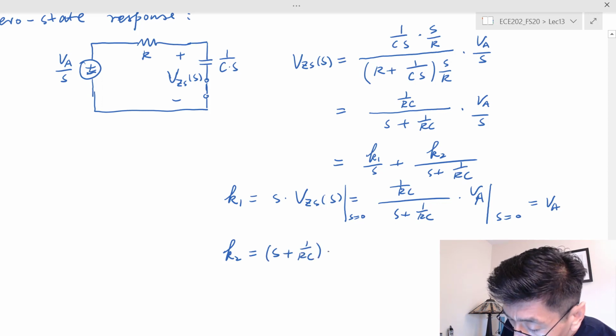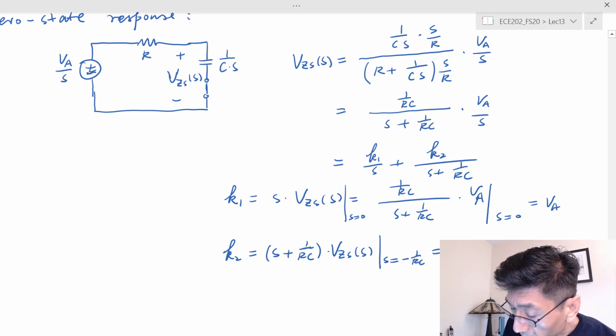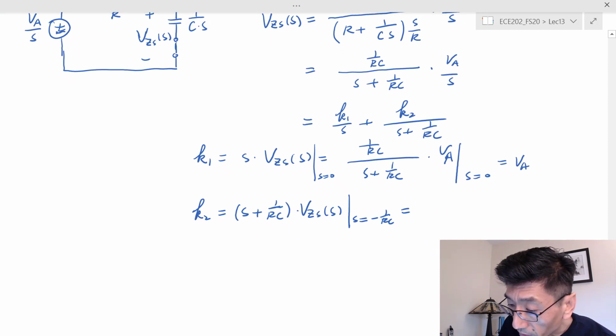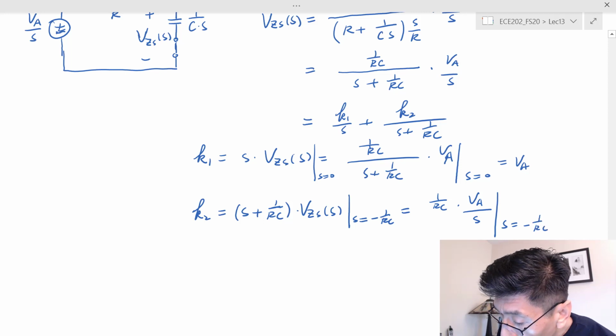So in this case, to find K2, I multiply by S plus 1 over RC and V_ZS(S), and now we evaluate this at this pole, which is negative 1 over RC. And in this case, this denominator being cancelled, I have negative 1 over RC times V_A over S, with S equal to negative 1 over RC, and therefore this equals negative V_A.